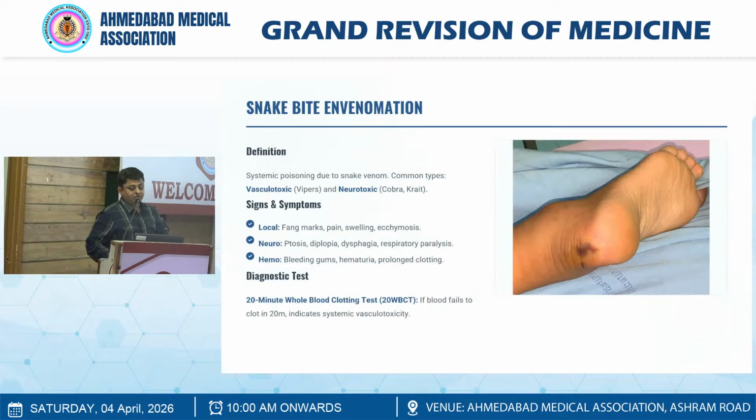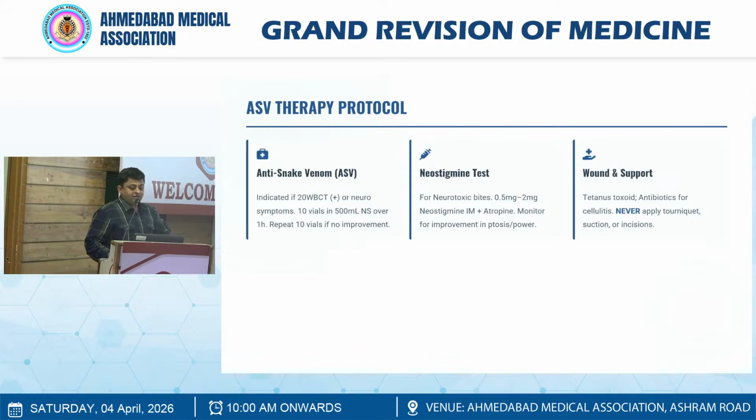Snake bite, anti-snake venom. We have to first check the 20 minute WBCT, whole blood clotting time. 10 vials of anti-snake venom in 500 ml over 1 hour. Repeat 10 vials if no improvement. Total 30 vials can be given.